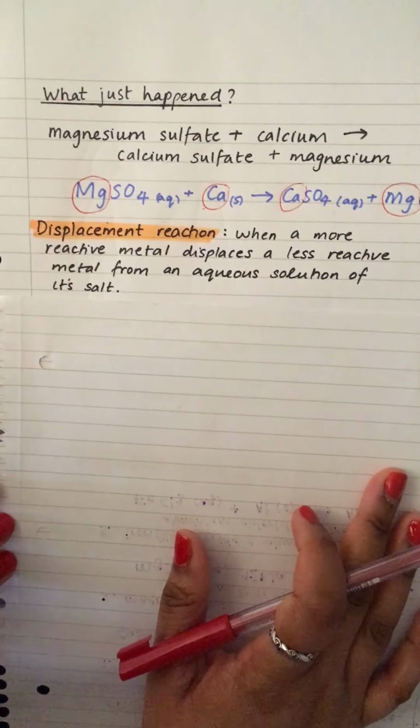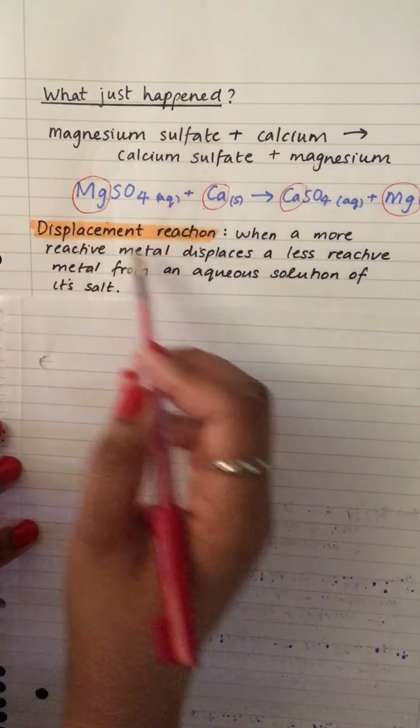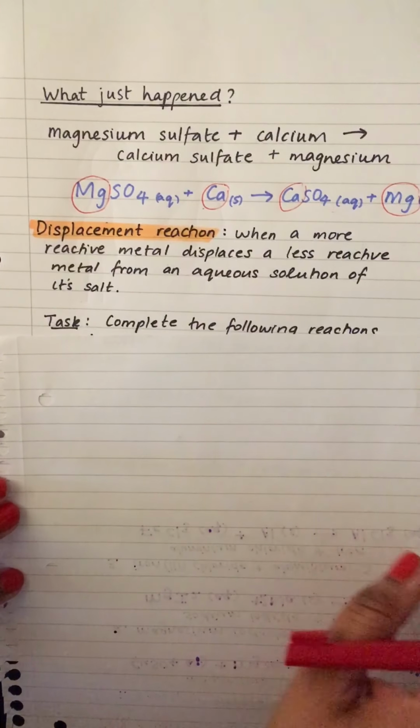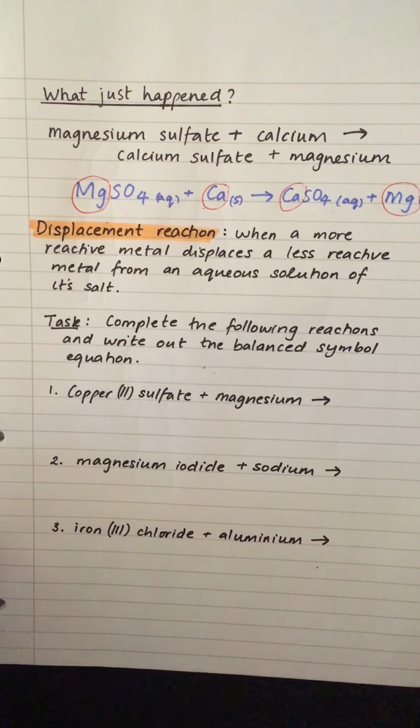Now, what I'd like you to do is use this example to have a go at completing the following reactions and also writing out the balanced symbol equation in the same way that we did earlier on. So firstly, use your reactivity series. Which metal's more reactive? Will it displace the metal in the compound? What will the products be? And then write the balanced symbol equation, please, with the state symbols as well. Okay, so just pause the video now and have a go.